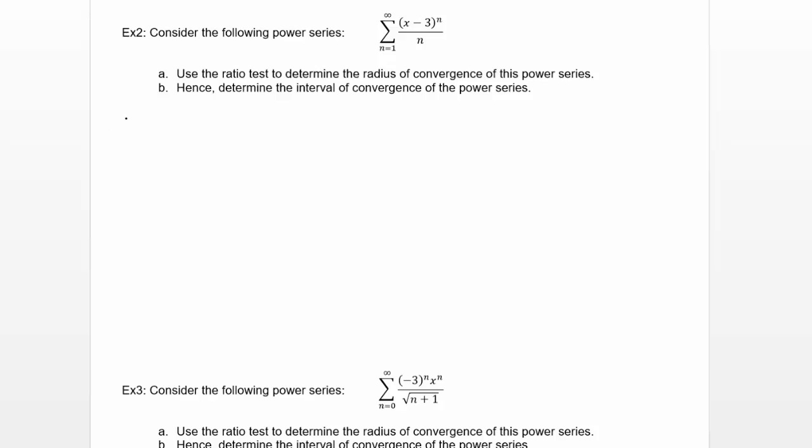So, according to the ratio test, this series converges when this limit is less than 1 of a sub n plus 1 over a sub n. So I'm going to replace every n with an n plus 1. I'm going to end up getting a fairly gigantic fraction, at least gigantic by our standards. (x minus 3) to the n plus 1 over n plus 1, and then we'll have (x minus 3) to the n over n.